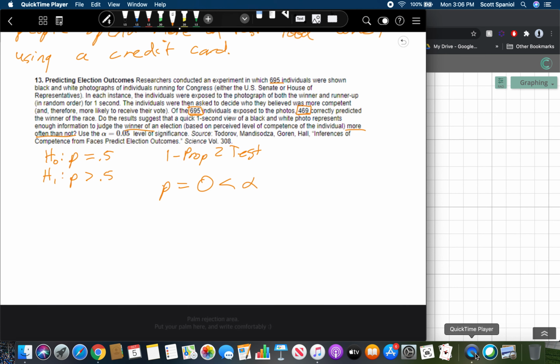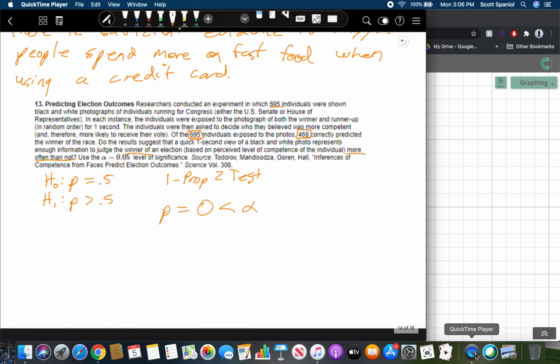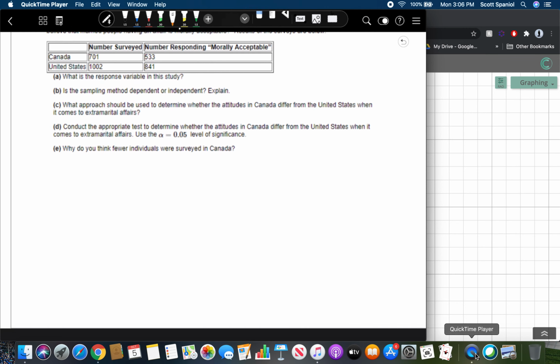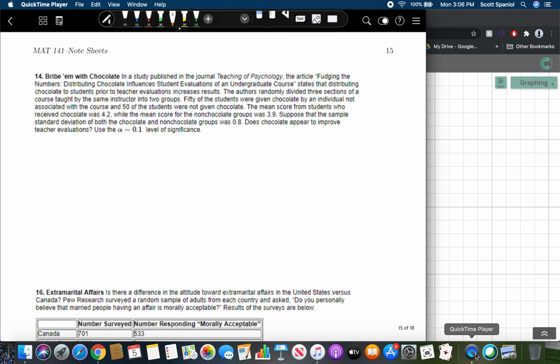Okay. So here's an example going back to the last chapter even. Let's look at a couple more, and then you'll have a bunch of examples, and you can try these problems on your own in the homework. So number 14 says, bribe them with chocolate.